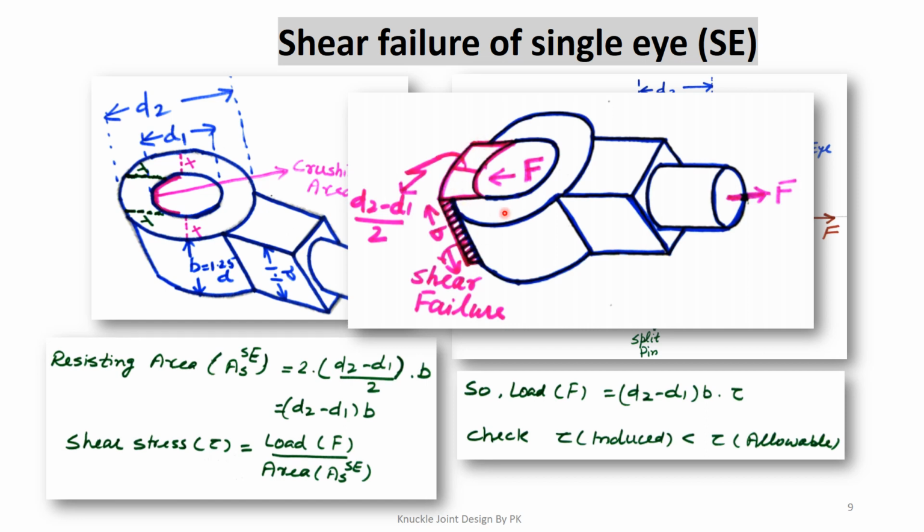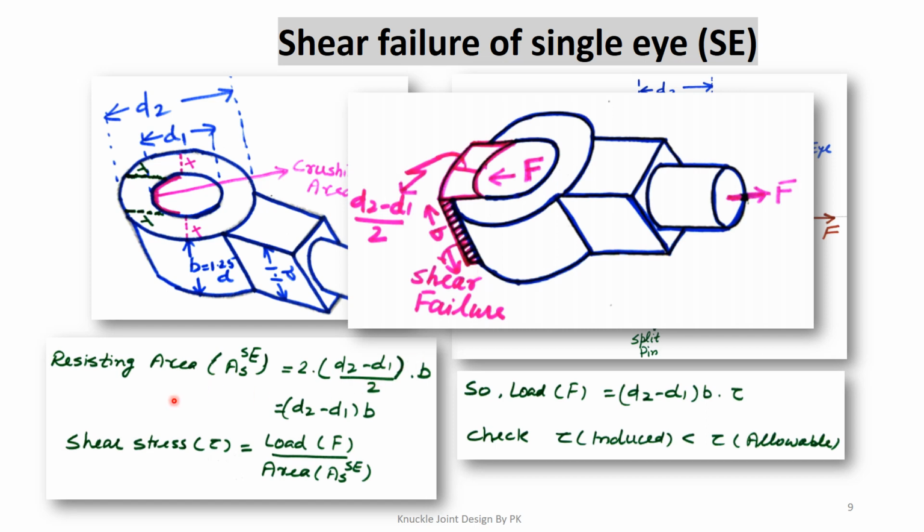Now we have to find out this value. The outer diameter is D2 and the inner diameter is D1. So this thickness is (D2 minus D1) divided by 2 basically, the same on the other side, and this is the value of the V. So one side area is (D2 minus D1) divided by 2 into B, and (D2 minus D1) divided by 2 into B is the area on this side. Because this is the case of double failure, we can add these two areas. So when we add these two areas, we get the value of (D2 minus D1) into B.